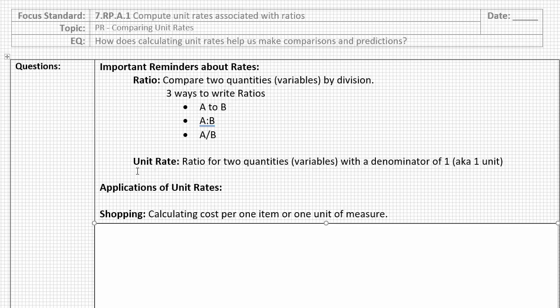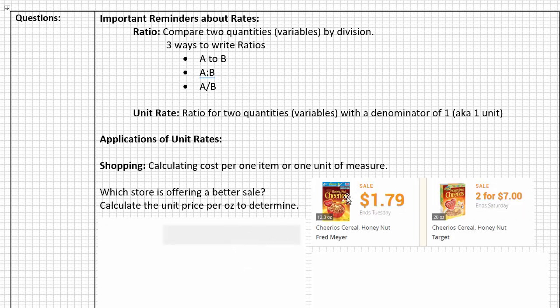So the most common application of unit rates is while you're shopping, when you're comparison shopping and calculating the cost for one item or one unit of measure. So here we're looking at two ads I found for Honey Nut Cheerios. This is a sale that Fred Meyer is having, and this is a sale that Target is having.